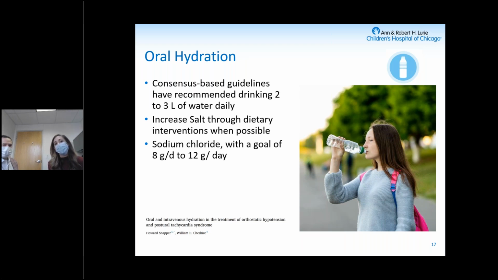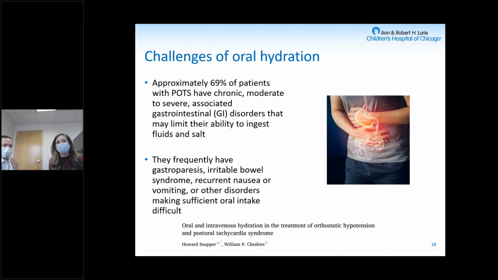Consensus-based guidelines have recommended drinking 2 to 3 liters of water a day and increasing salt through dietary interventions when possible. If patients are unable to do that, we do recommend electrolyte tablets or salt sticks. And usually we try to aim for anywhere from 8 to 12 grams of sodium a day.